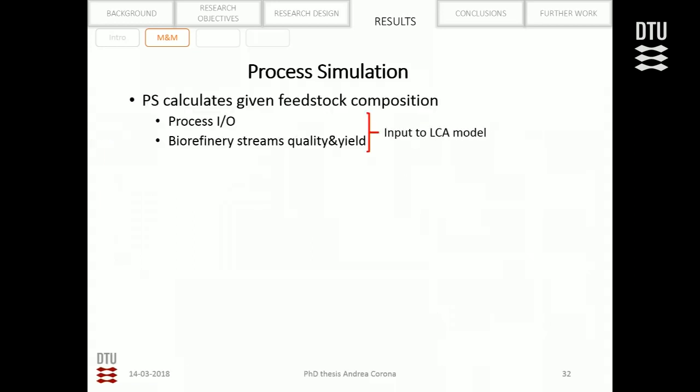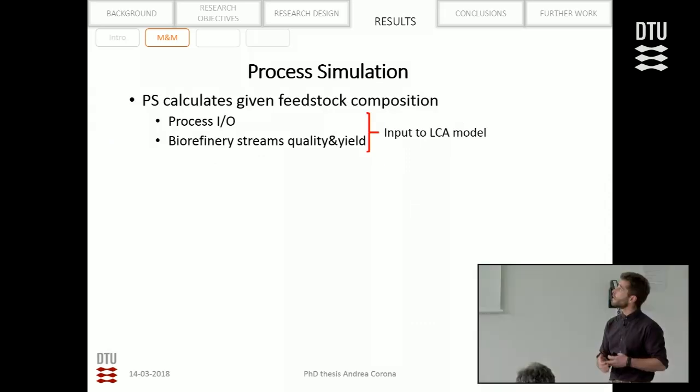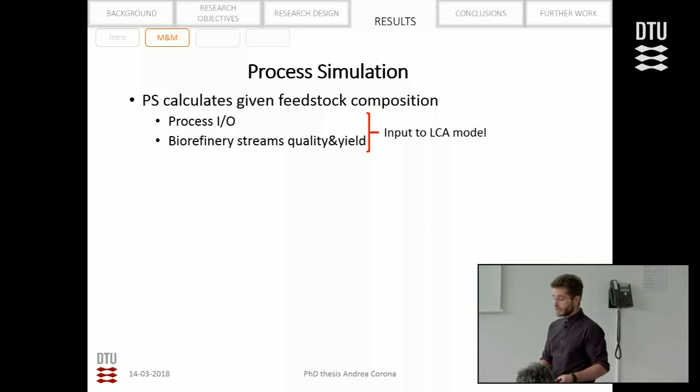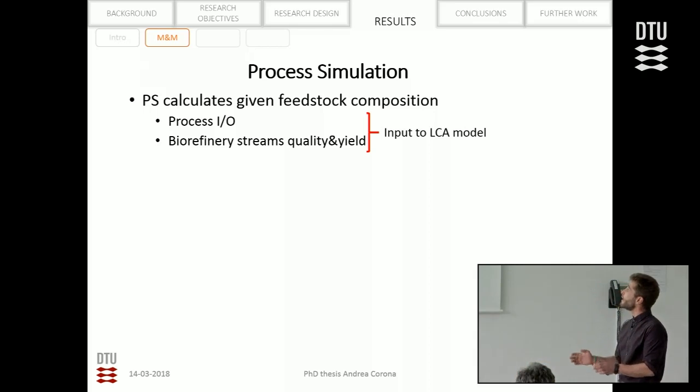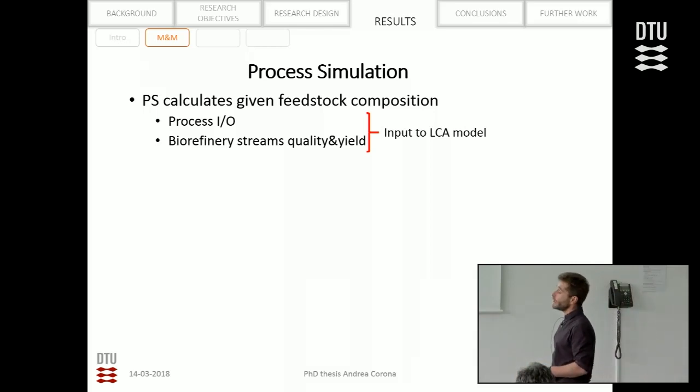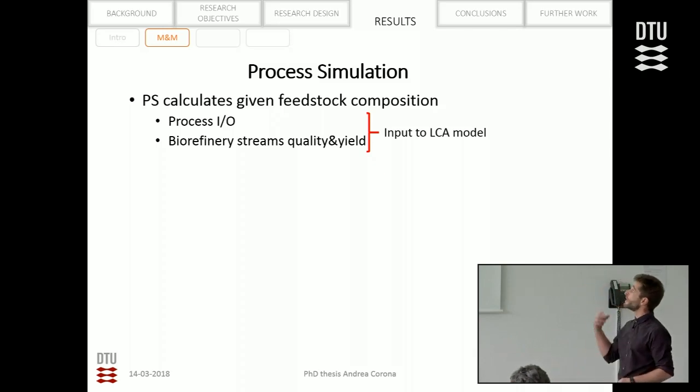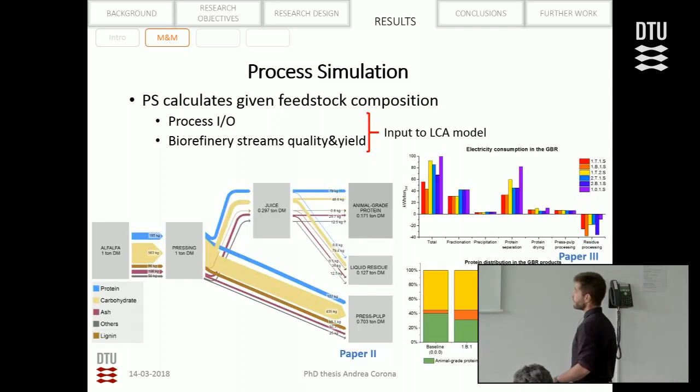So our process simulation calculates, given the input of the feedstock, the chemical composition of the feedstock, the process input and output for each process downstream on the conversion pathway, and also the quality and the yield of all the streams within the biorefinery. And those are used as input for the LCA model.